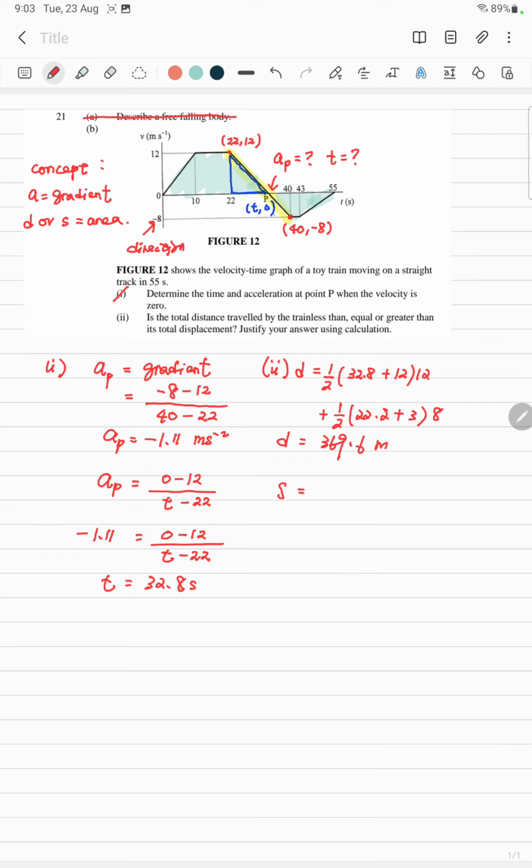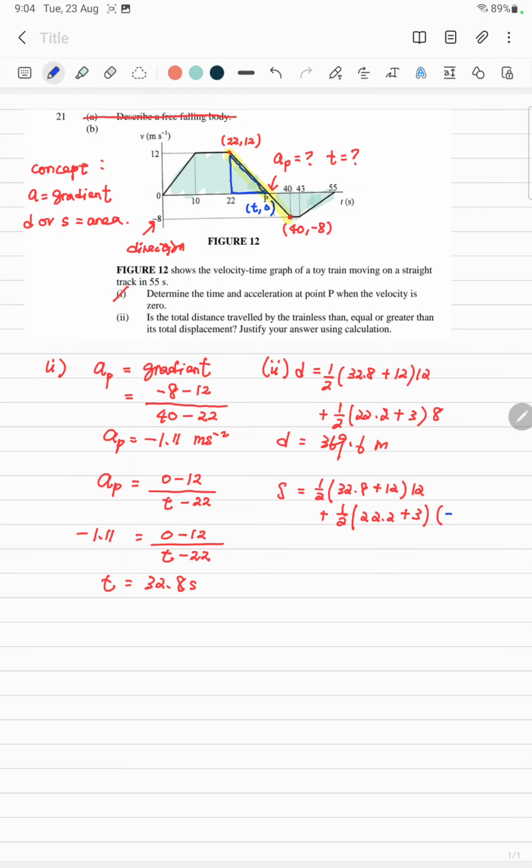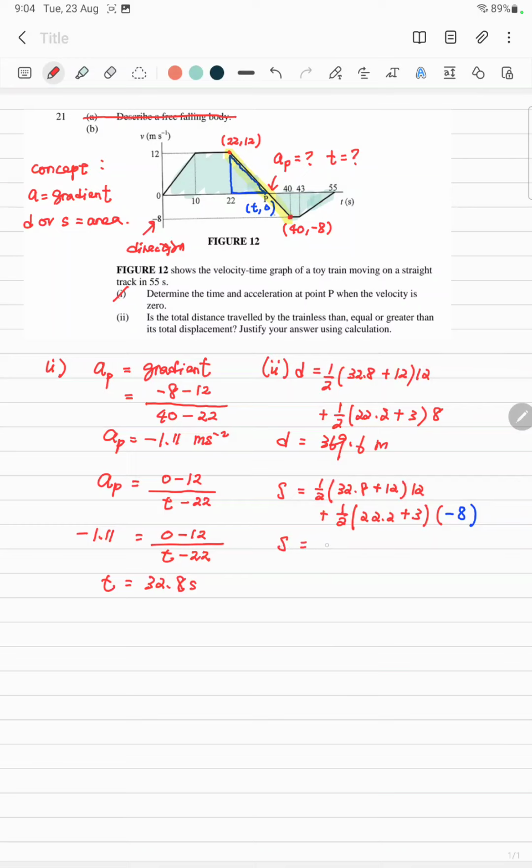Displacement will be the area under the graph, but then we have to consider the direction. So we have half, samalah, kira dulu trapezium di sebelah atas, plus with half, trapezium sebelah bawah. Tetapi this time untuk kira displacement, kita kena consider direction. So kita kena masukkan negatif 8. Okay. So kita dapat displacement kita 168 meter.